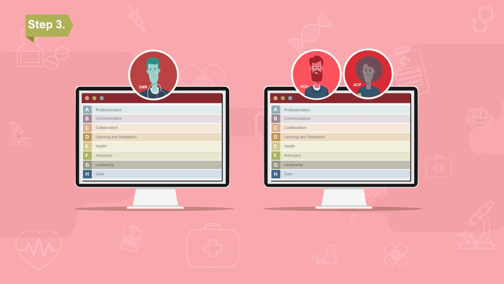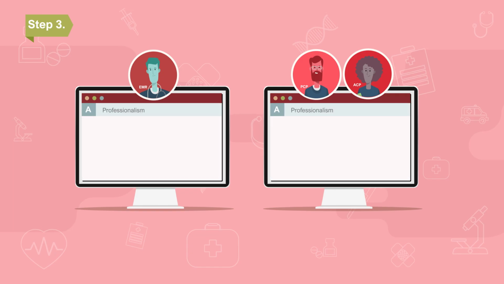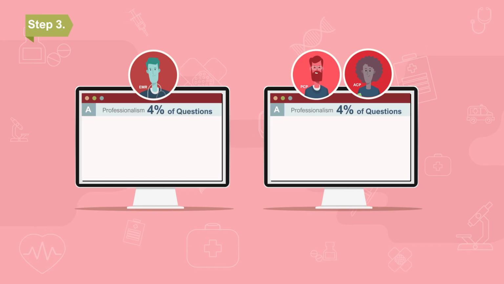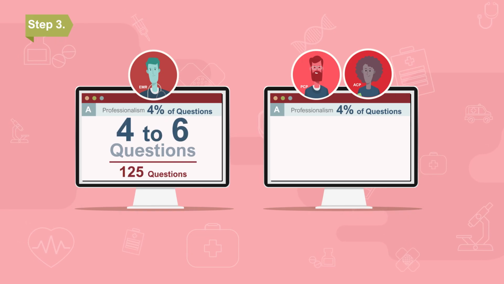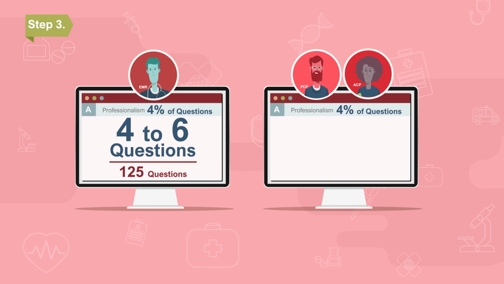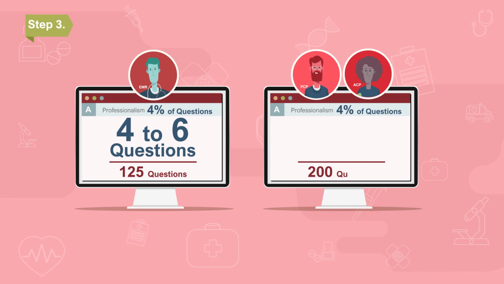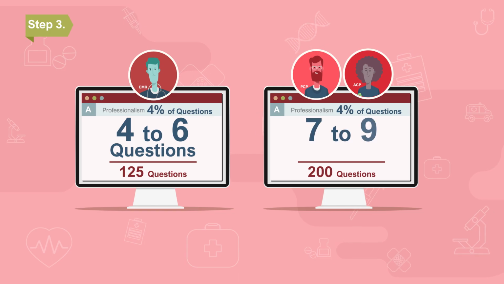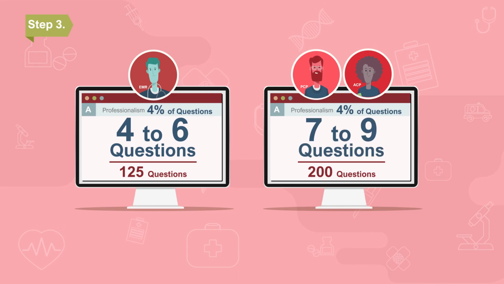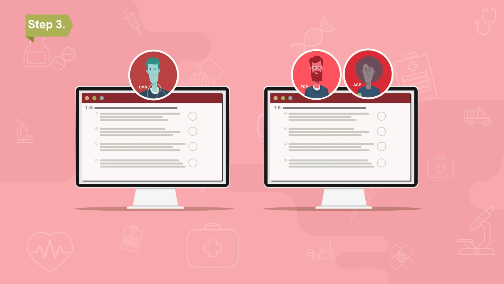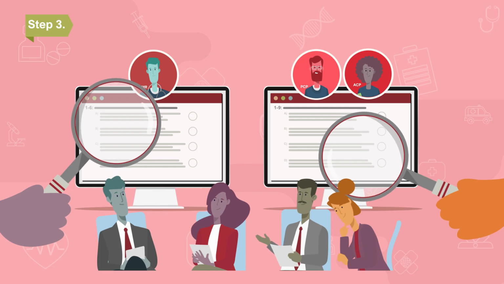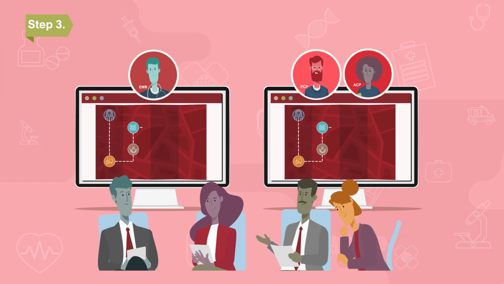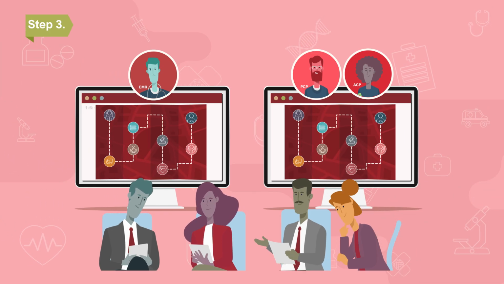To illustrate this, consider one of the competencies, professionalism. The blueprint for the EMR has a target of 4% of exam questions for professionalism. For a test of 125 questions, this means a target range of 4 to 6 questions will be focused on this competency. For PCPs and ACPs, 7 to 9 questions will be focused on professionalism. Once assembled, the exam is again reviewed by a team of experienced EMRs and paramedics to make sure all questions are appropriate and follow the blueprint as well as COPR's question standards.